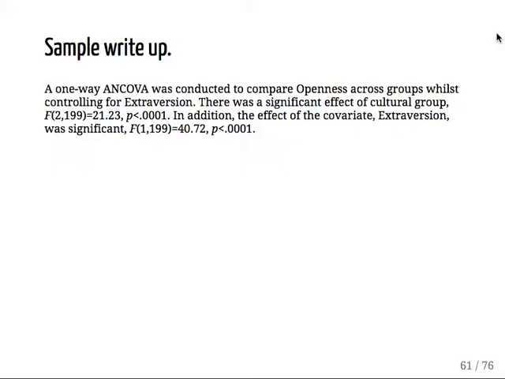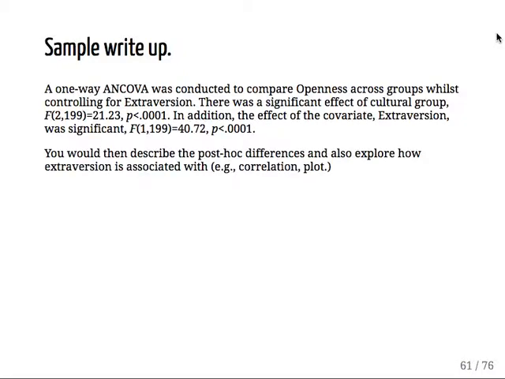So a write-up of that would be: a one-way ANOVA was conducted to compare openness across groups whilst controlling for extroversion. Because remember, we put in extroversion now. There was a significant effect of cultural group. In addition, the effect of the covariate was also significant. And this is how we report it in an APA-style write-up. If you would go beyond that, you would describe the post-hoc differences, and you could also discuss the relationship with extroversion, because we haven't talked about whether it's positive or negative, or how strong it is. You could try and illustrate that with a correlation or with a plot, for example.